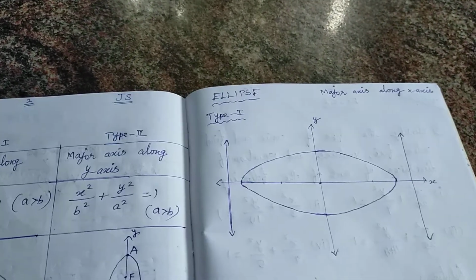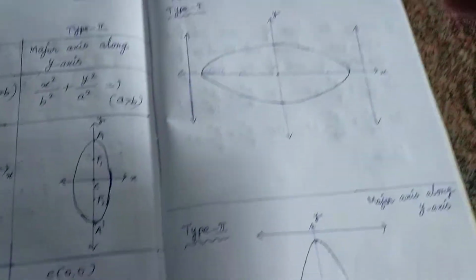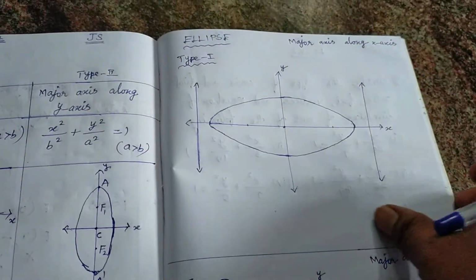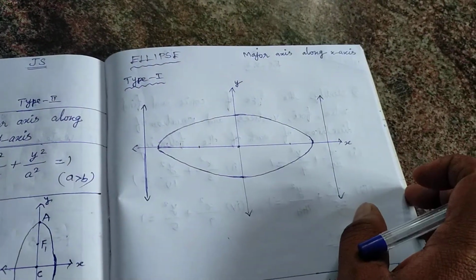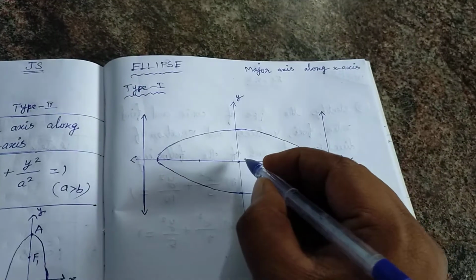Today we are going to discuss the ellipse. In ellipse there are two types. First of all, let us see what are the points we use in ellipse. First point, center.